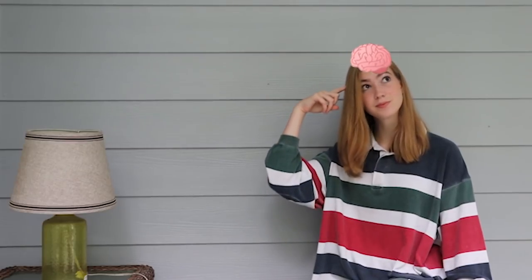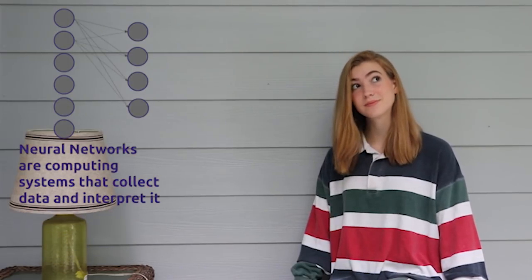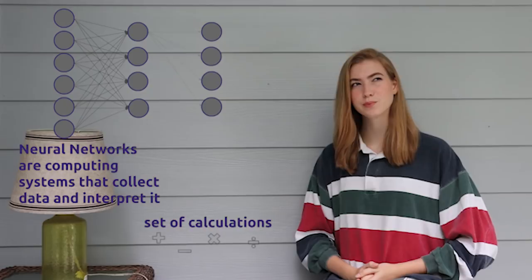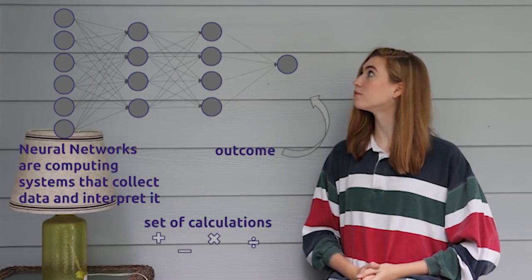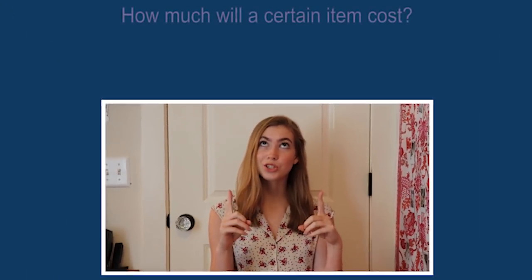Mimicking this phenomenon in computers is not an easy task, but not impossible. Functioning similarly to the human brain, neural networks are computing systems that collect data and interpret it using a set of calculations to produce an outcome. To explain this, let's begin with a simple question. How much will a certain item cost?